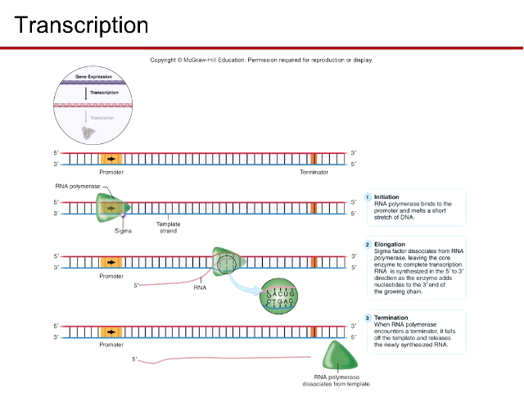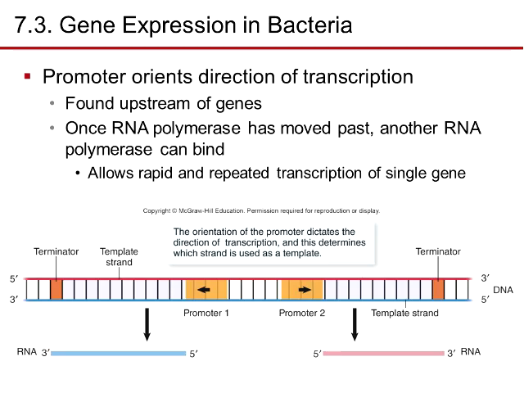RNA is synthesized in the 5' to 3' direction, as the enzyme adds nucleotides to create the message we talked about. And the termination is when the RNA polymerase encounters the terminator and falls off the template, and it releases the newly synthesized messenger RNA. So it kind of creates this scraping, if you will, of the information.